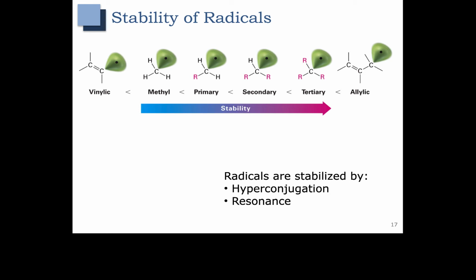However, if we look at our chart above, the allylic radical is more stable than the tertiary radical, which means that resonance is the most important factor here.